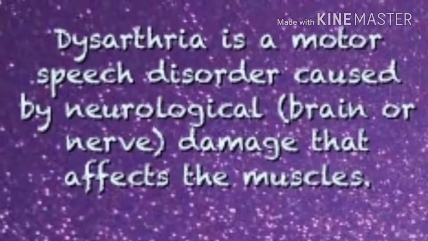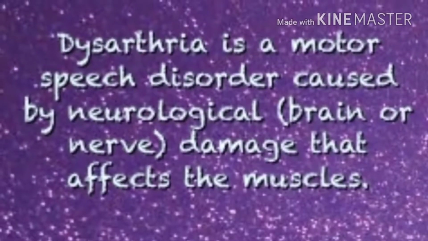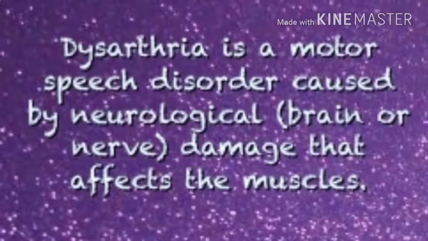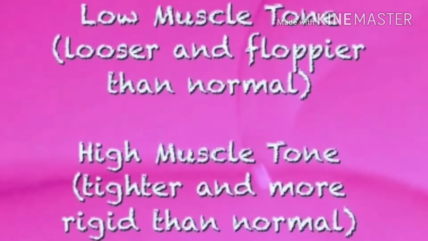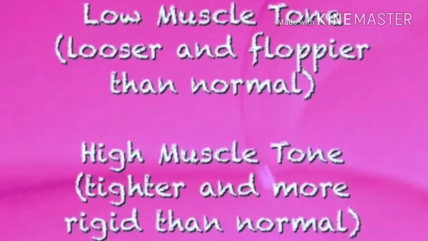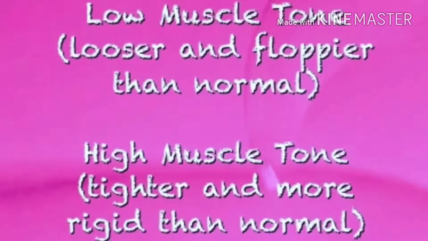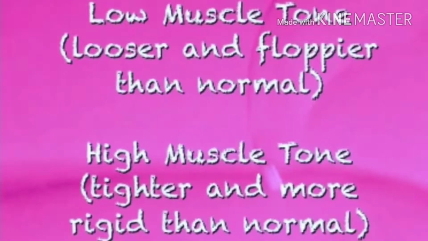Dysarthria is a motor speech disorder caused by damage to the brain or nerves that results in changes in muscle tone. Muscle tone can either be low tone, where the muscles are looser and floppier than usual, or it may be high tone, where the muscles are tighter and more rigid than they should be.